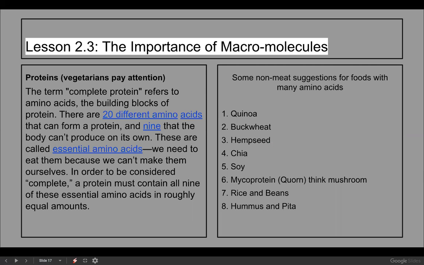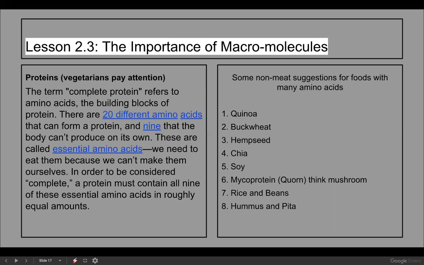Proteins, vegetarians pay attention. The term complete protein refers to amino acids, the building blocks of the protein. There are 20 different amino acids that can form a protein and 9 that the body can't produce on its own. These are called essential amino acids. We need to eat them because we can't make them.